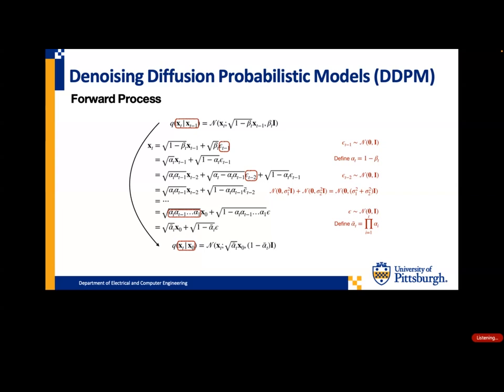Essentially, from here we can find a relationship. This is the relationship between the previous step and this step, and this is the relationship between the original image and step t. This equation is actually quite important later, but for now we just know this is how we come to it.